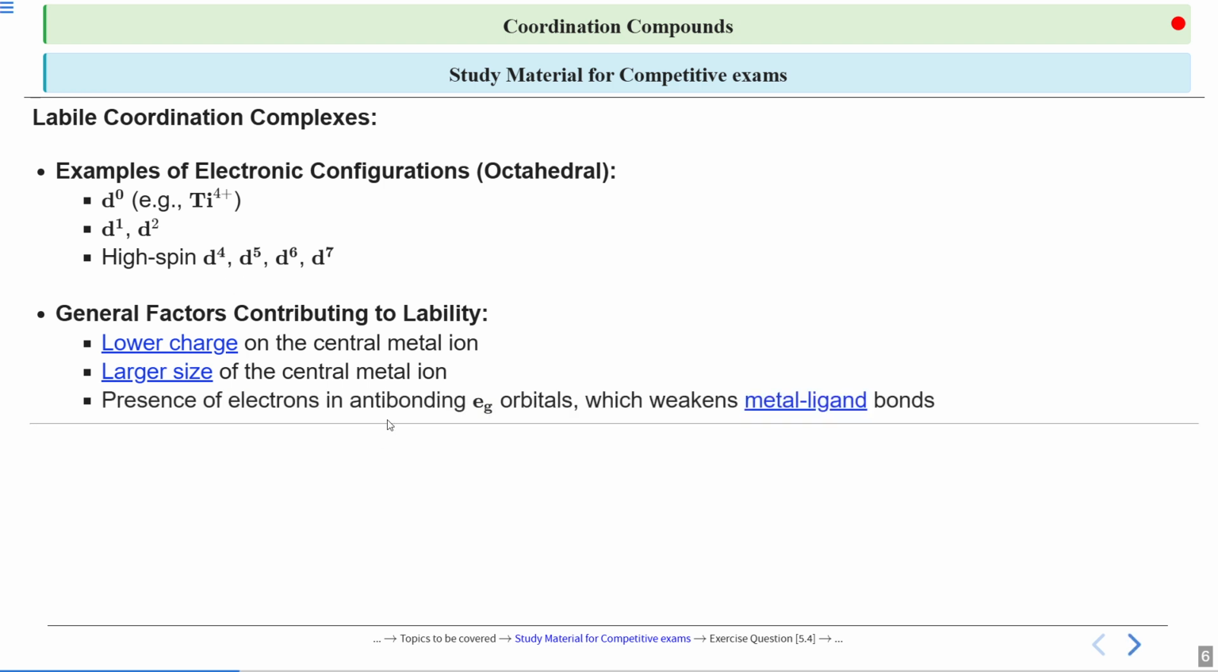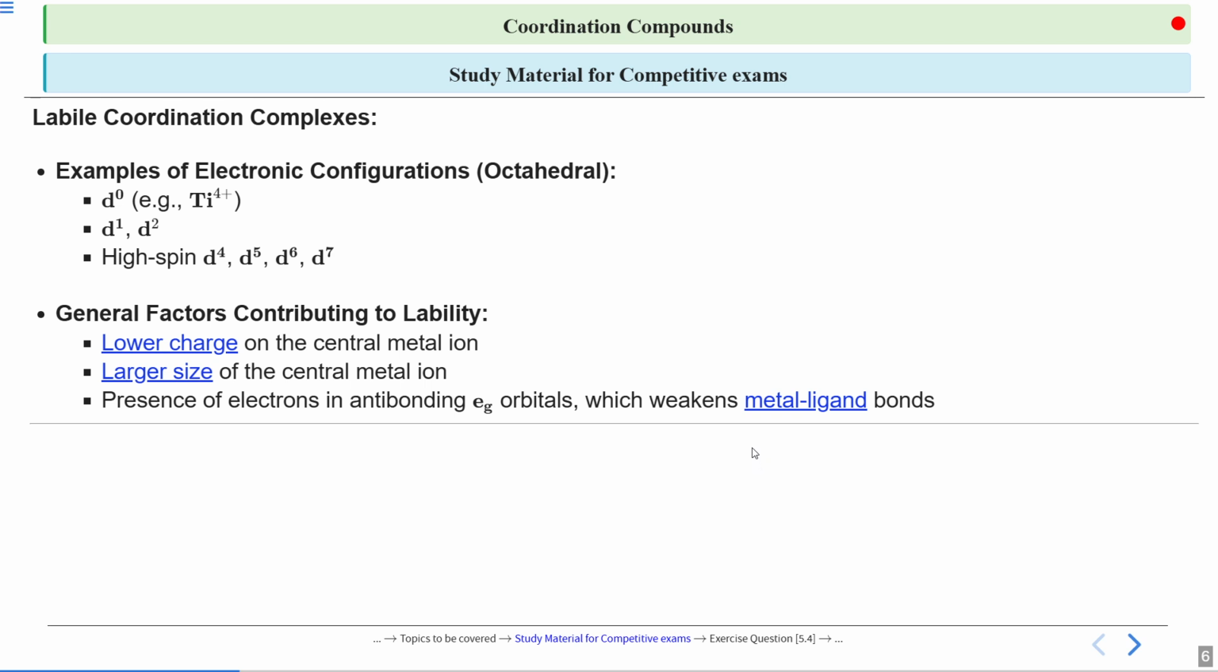Presence of electrons in anti-bonding eg orbitals weakens the metal-ligand bond. Also, if there are any electrons in the anti-bonding eg orbitals, it is a factor contributing to lability, and it weakens the metal-ligand bond, which increases the reactivity of the ligands or the ligand exchange process rate, right?